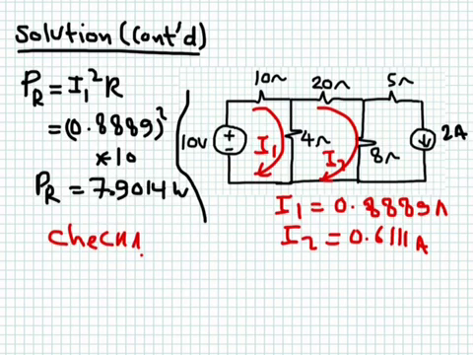The last step in my solution is to find the power dissipated in the 10 ohm resistor. I know what I1 is, I already calculated that. It's 0.889. So I multiply 0.889 squared multiplied by 10. You end up with 7.9014 watts.